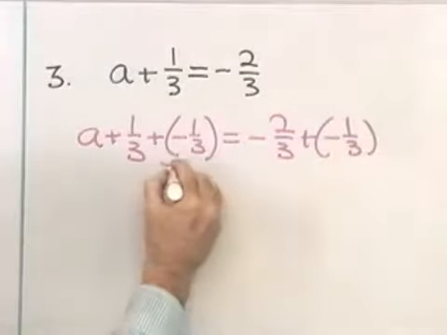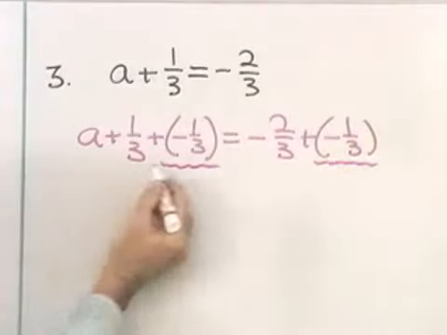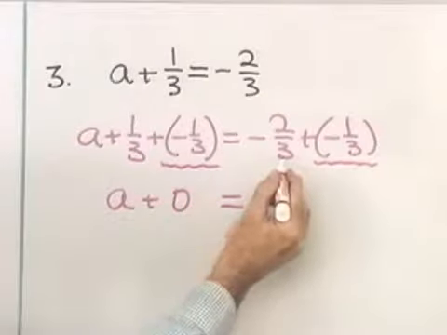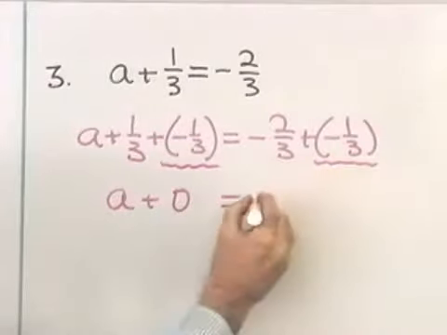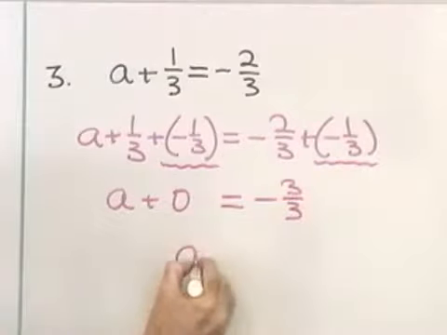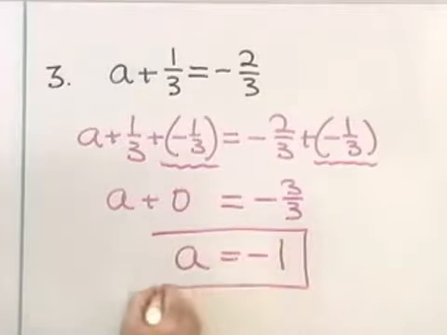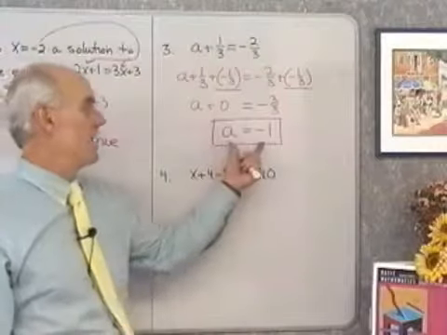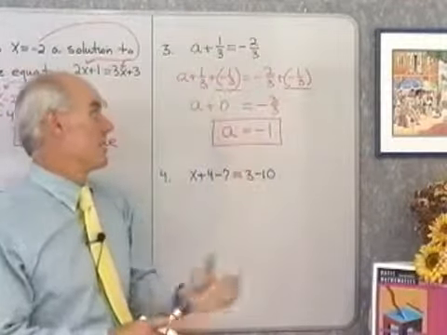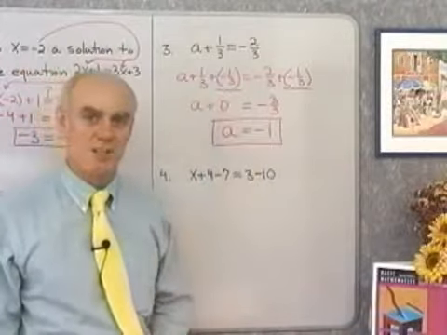So again, you can see the only thing I've done is added the same number to both sides of the equation. The left side now is a plus 0, and the right side is negative 2/3 plus negative 1/3, which is negative 3/3. A plus 0 is a, and negative 3/3 is the same as negative 1. So this time my solution is a is equal to negative 1. It's the number I replace a with to make this a true statement. And isn't that correct? Negative 1 plus 1/3 is negative 2/3. So you can see that it does work.